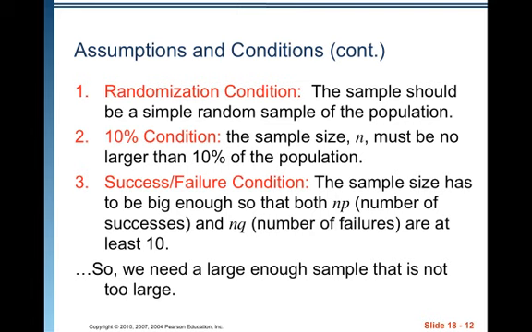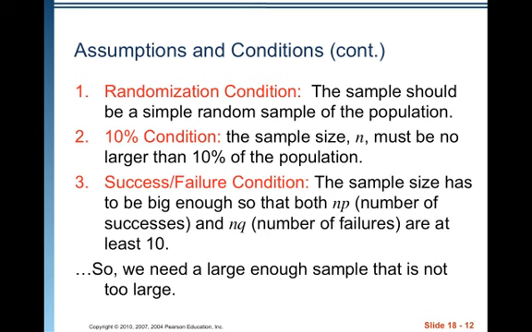The success-failure condition, this is how we know the sample size is large enough. The sample size has to be big enough so that both n times p, the number of successes, and n times q, the number of failures, are at least 10. So we need a large enough sample that's not too large. So 2 and 3 together kind of work to be the Goldilocks kind of conditions together, that the sample size is just right.